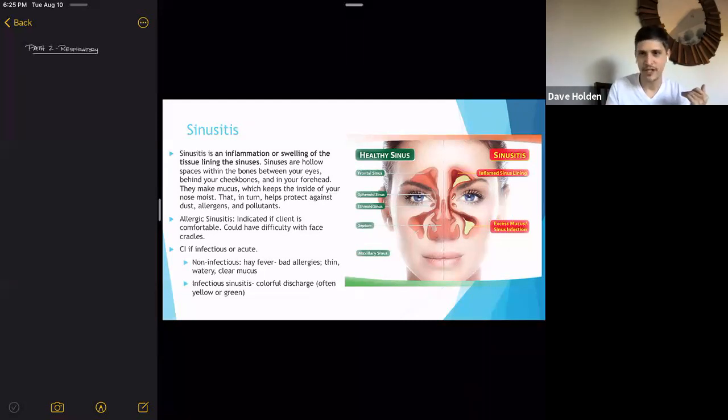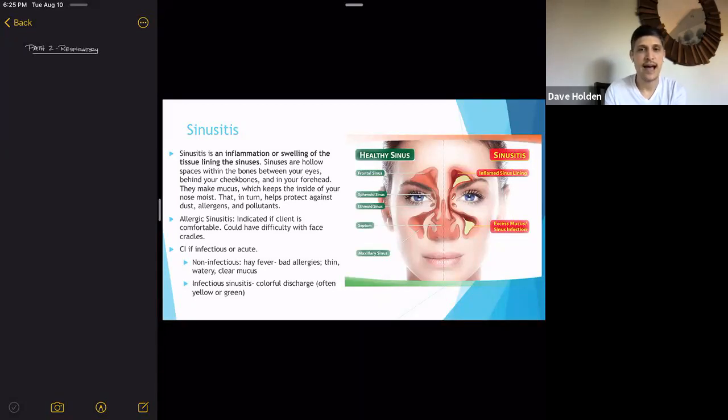Any acute infection is always going to be contraindicated. Any fever is always going to be contraindicated. Now, they could have sinusitis that is not contagious. Usually that's an allergy, like a really bad allergy. One of the common ones is hay fever.